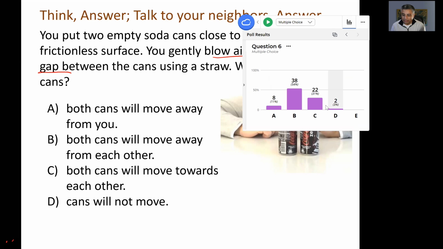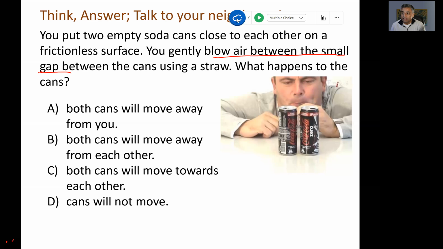Yeah, looks like it's going to surprise a lot of you, but yes, C is the correct answer. And when speed is larger, pressure is going to be lower. So the cans are going to move in the direction of lower pressure. And it happens. You can try that at home, okay? Make sure the can is not filled with fluid. And yes, you're not doing that on carpet, but on a very smooth floor. I mean, let's say a tabletop, countertop, something like that, okay? Less friction is better.